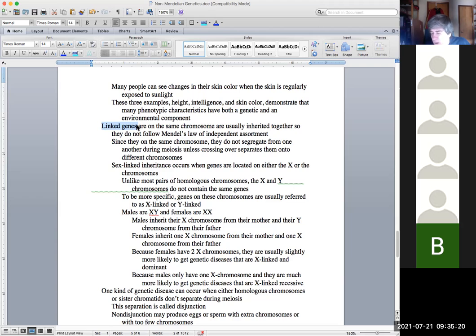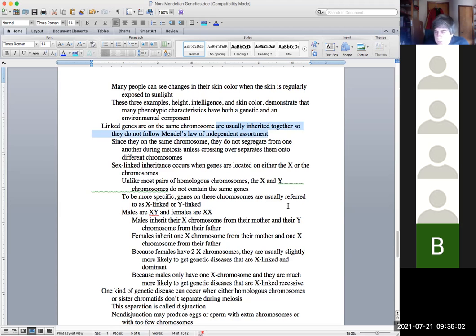Now, you don't always, because remember, one of the things we talked about during meiosis was crossing over, where a little piece of chromosome 1 from your mother gets put onto chromosome 1 from your father. And the corresponding piece of chromosome 1 from your father goes onto chromosome number 1 from your mother. So crossing over can separate genes that start out on the same chromosome, but mostly genes that are on the same chromosome are inherited together. So they don't follow Mendel's law of independent assortment. So when they're on the same chromosome, we say that they're linked, that you usually inherit them together.